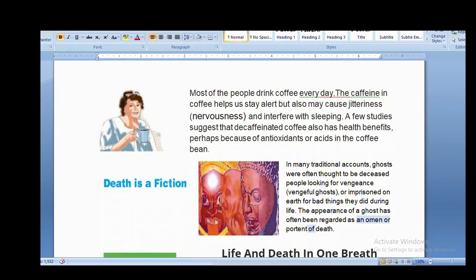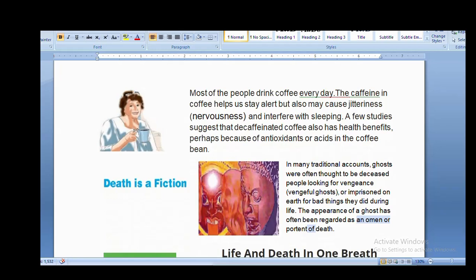And another picture given in reading 1 under the title of Death is a Fiction. Death is death, and it is just an imagination.